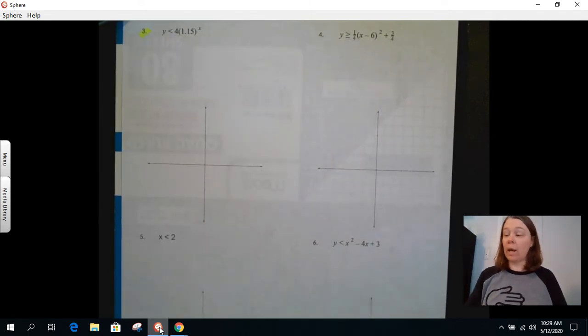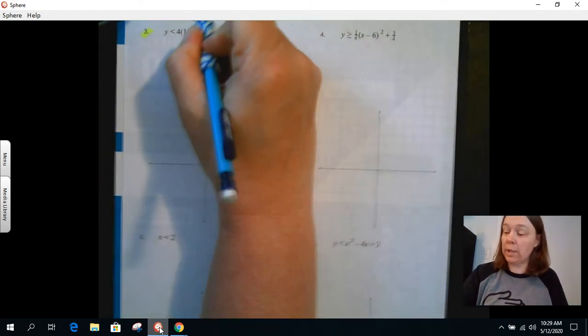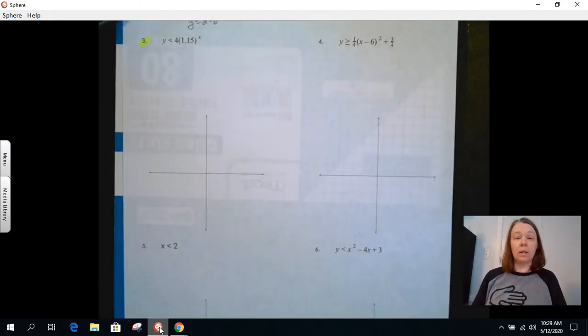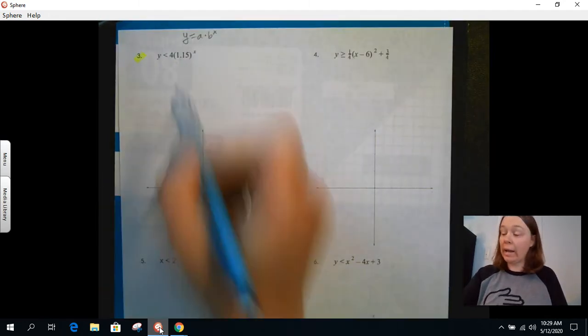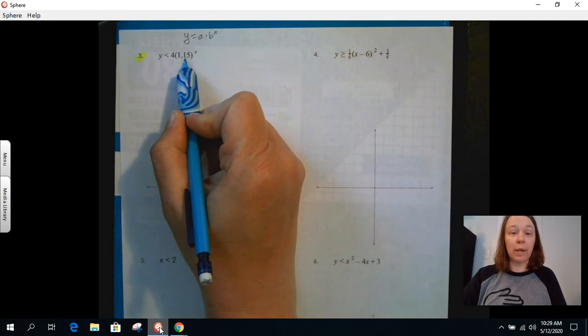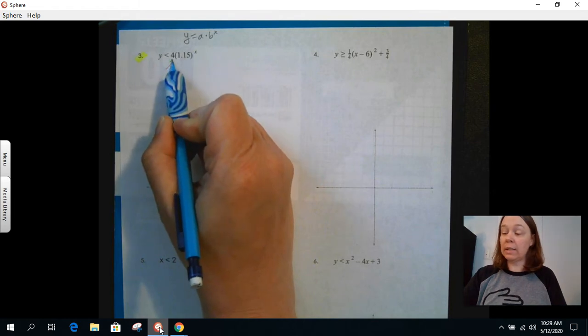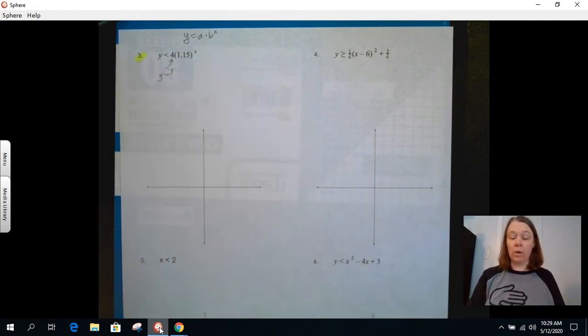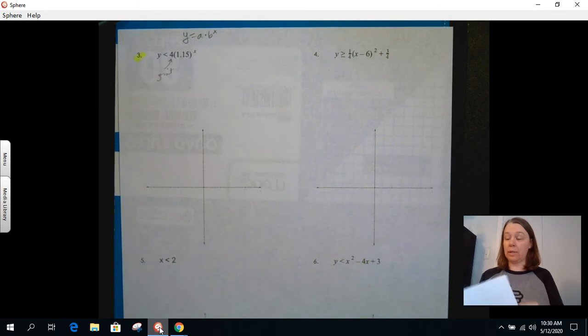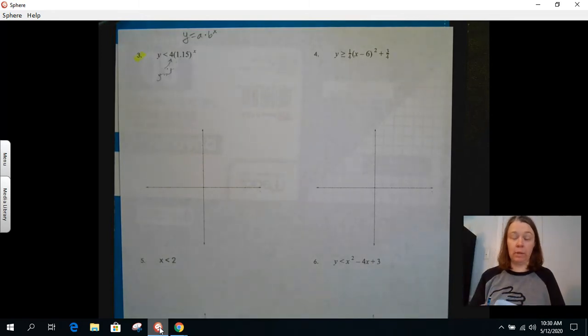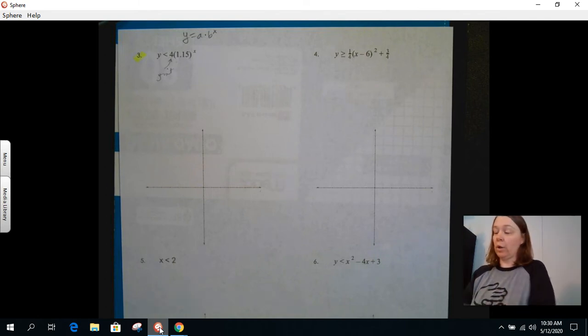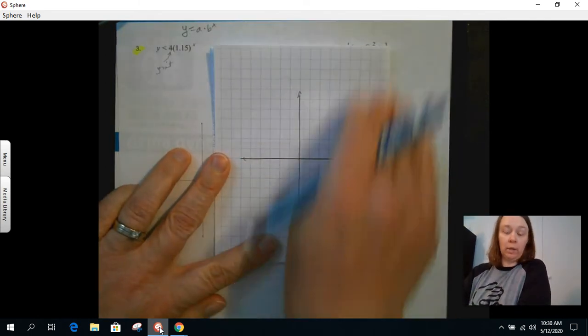Okay, so you should be saying, oh, that looks like y equals a times b to the x. That's exponential. I notice that 1.15 is bigger than 1, so that's exponential growth. This is my y-intercept, that's my start value. So you might be saying, all right, I know that it starts at 4 on the y-axis, and then you could just plug in 2 or 3 or something like that, and get your second point and then graph it.